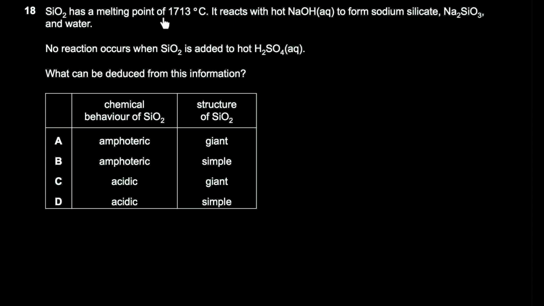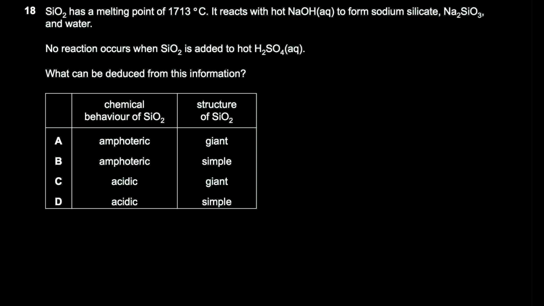SiO2 has a melting point of 1713 degrees Celsius. It reacts with hot aqueous sodium hydroxide to form sodium silicate and water. No reaction occurs when SiO2 is added to hot sulfuric acid. What can be deduced from this information? So SiO2 reacts with hot alkali but not with hot acid.